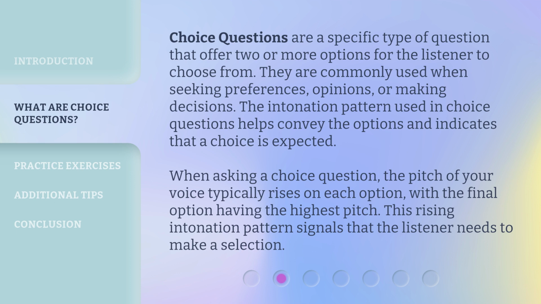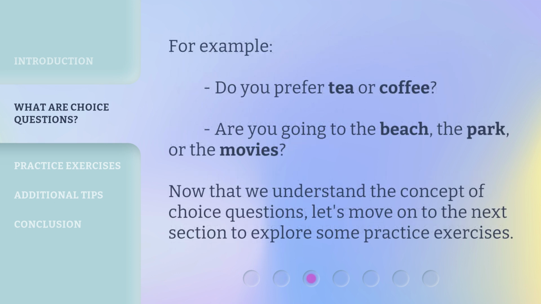When asking a choice question, the pitch of your voice typically rises on each option, with the final option having the highest pitch. This rising intonation pattern signals that the listener needs to make a selection. For example, do you prefer tea or coffee? Are you going to the beach, the park, or the movies?